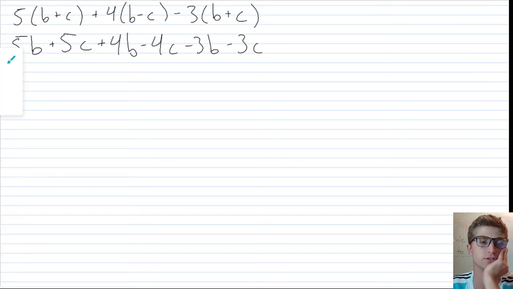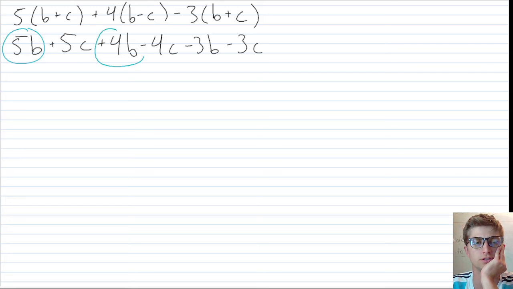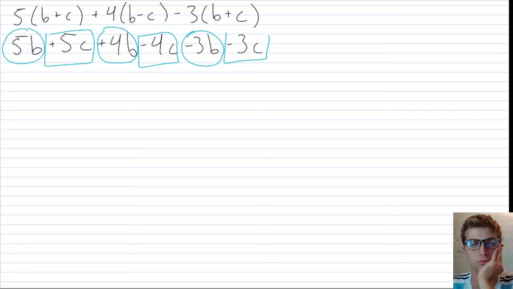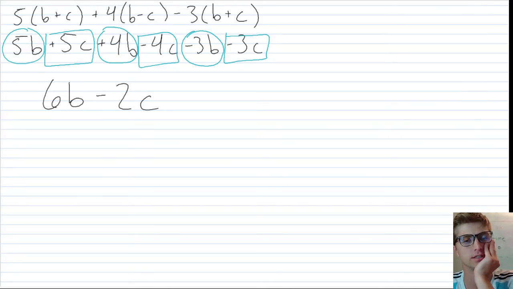Let's combine like terms using our circles and squares. We'll do circles for b's and squares for c's. All right, great. Adding up all the b's, we get 5b plus 4b minus 3b, so 6b altogether. And then for c's, we get 5c minus 4c minus 3c, which gives us negative 2c. Great. There is another way we could have done that, but that will be too confusing right now. And now let me do number 8.